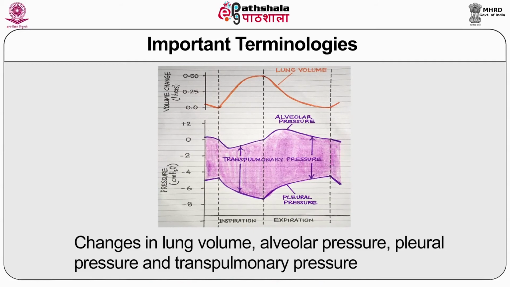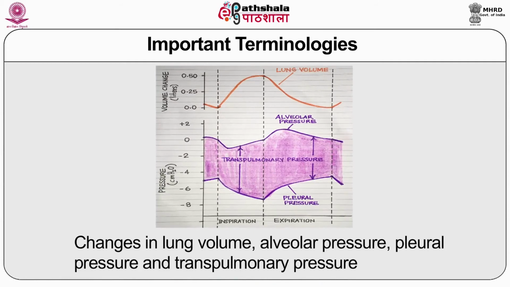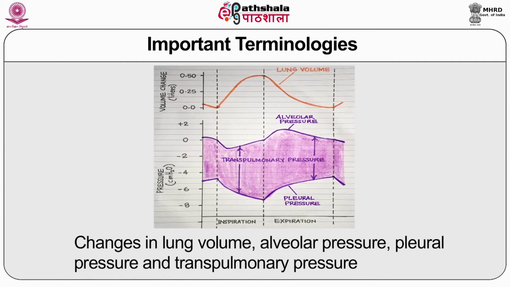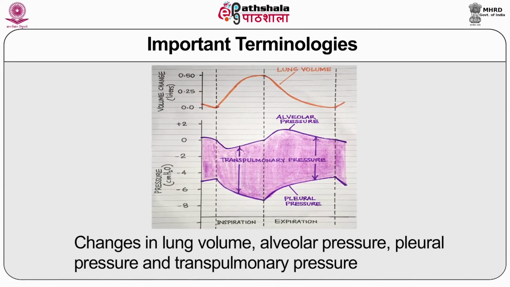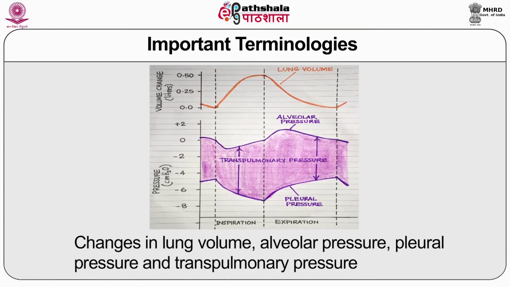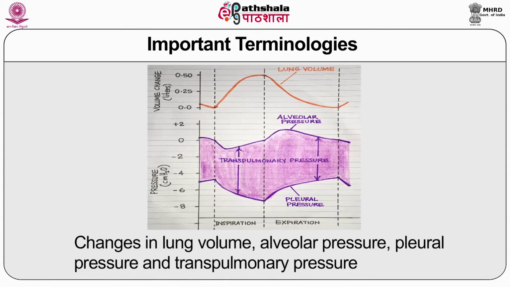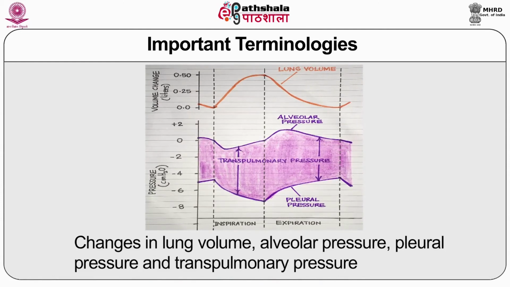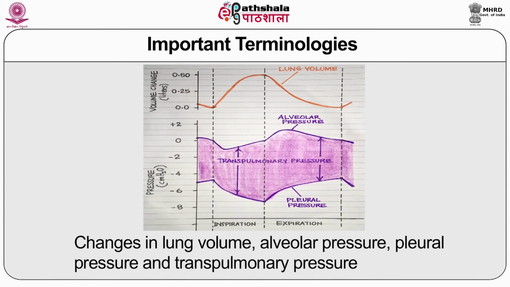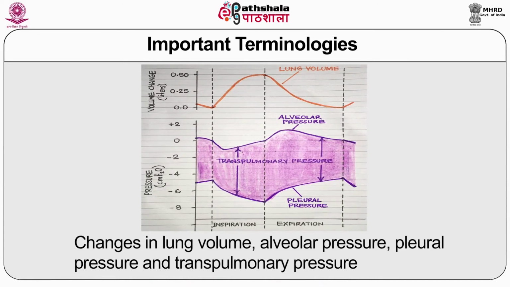During expiration, opposite pressures occur. The alveolar pressure rises to about plus 1 centimeter of water, and this forces the 0.5 liter of inspired air out of the lungs during the next 2 to 3 seconds of expiration.